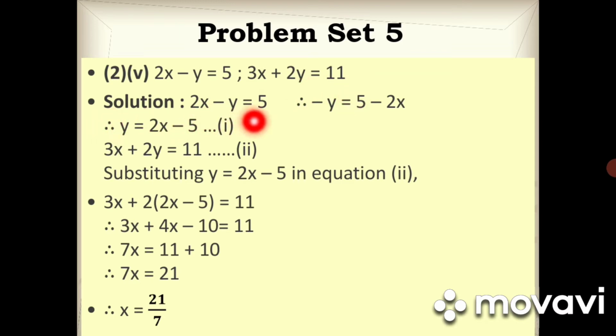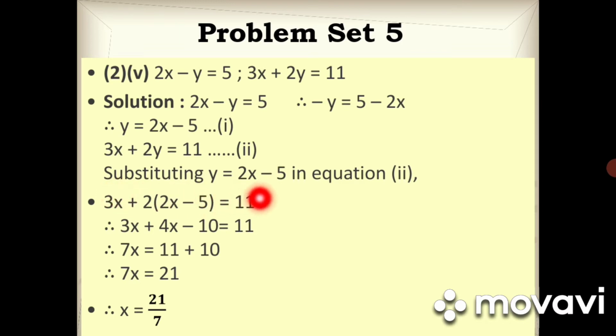Solution: 2x minus y is equal to 5. Therefore, using substitution method, minus y is equal to 5 minus 2x. Therefore, y is equal to 2x minus 5. Let this be equation 1. 3x plus 2y is equal to 11 is equation 2.